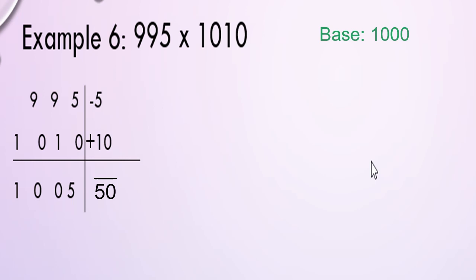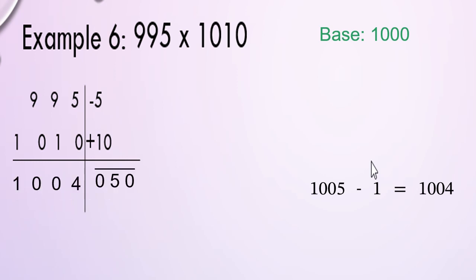In order to make them equal, we will add a 0 on the left side of 50. So, we write 0, 5, 0 bar. Further, in order to remove the bar or negative sign from the right side, we will reduce the left side by 1. So, 1005 minus 1 equals 1004, and replace the left part by 1004. And then take the complement of 050 with respect to our base 1000.